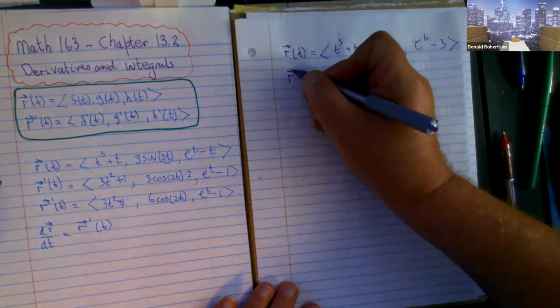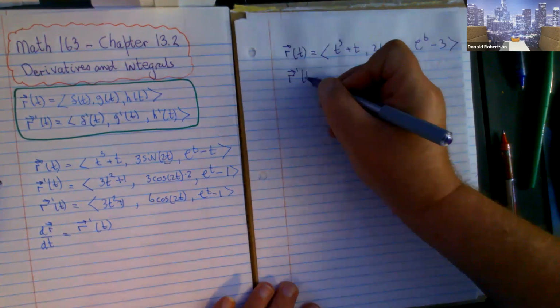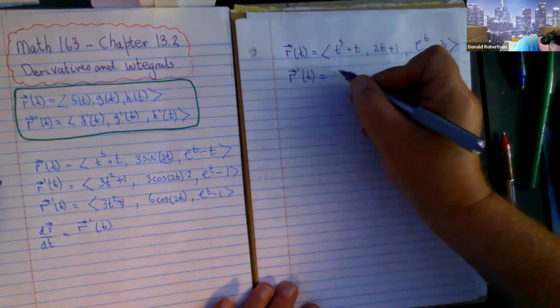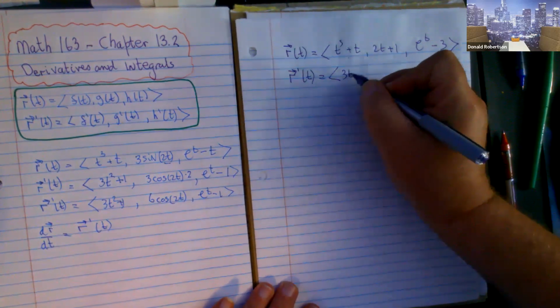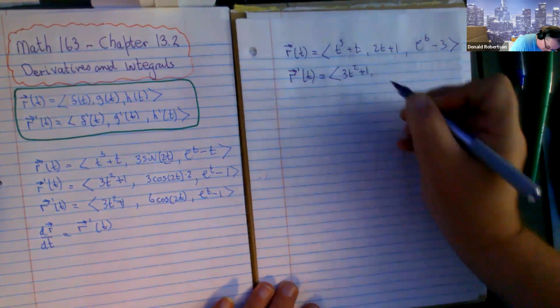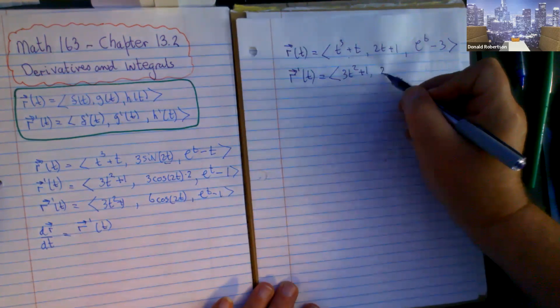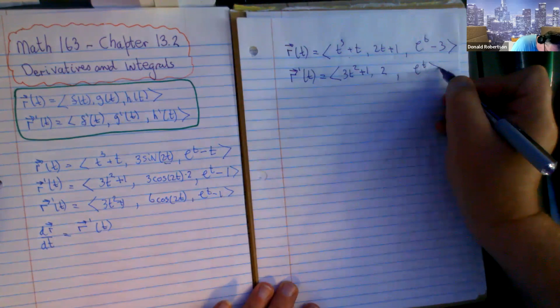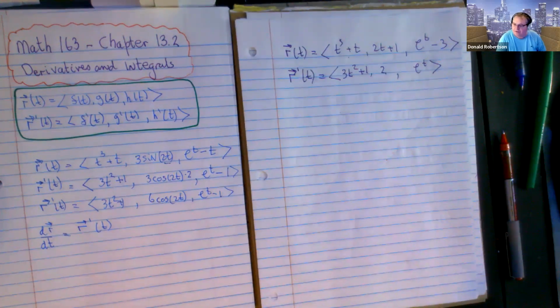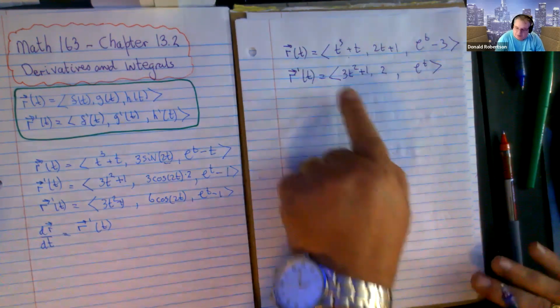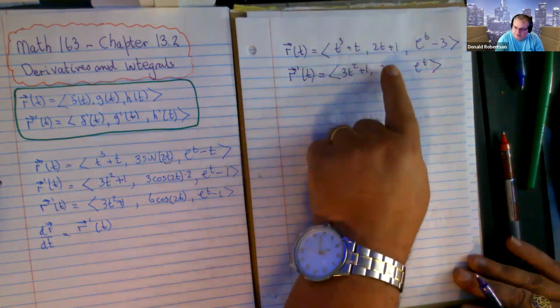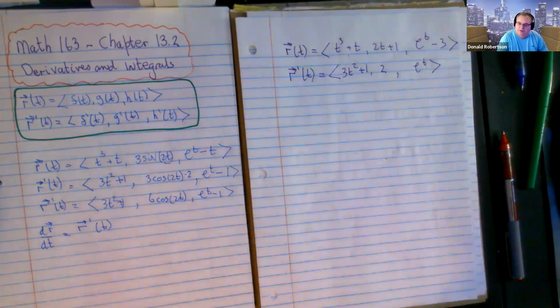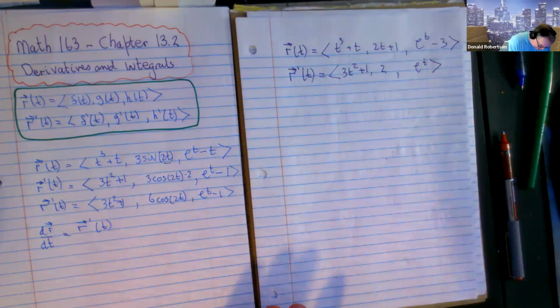If I want to find its first derivative, differentiate this one, 3t squared plus 1. If I want to find this one, you get 2. And if I differentiate this one, you get e to the t. Are you all comfortable with the derivative? Derivative, derivative, derivative. So far, so good.